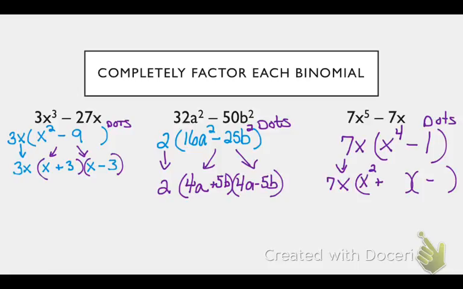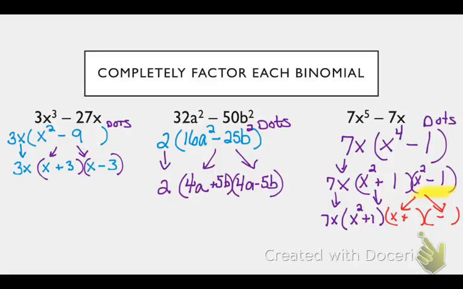The square root of x to the fourth would be x squared. Square root of 1 is 1. Many kids stop here, but if you notice, right here, again, I have the dots pattern again. So I'm going to bring down my first two factors, but the final binomial there, that's going to split again into two more binomials, where one is a plus and the other is a minus. The square root of x squared is x, and the square root of 1 is 1.